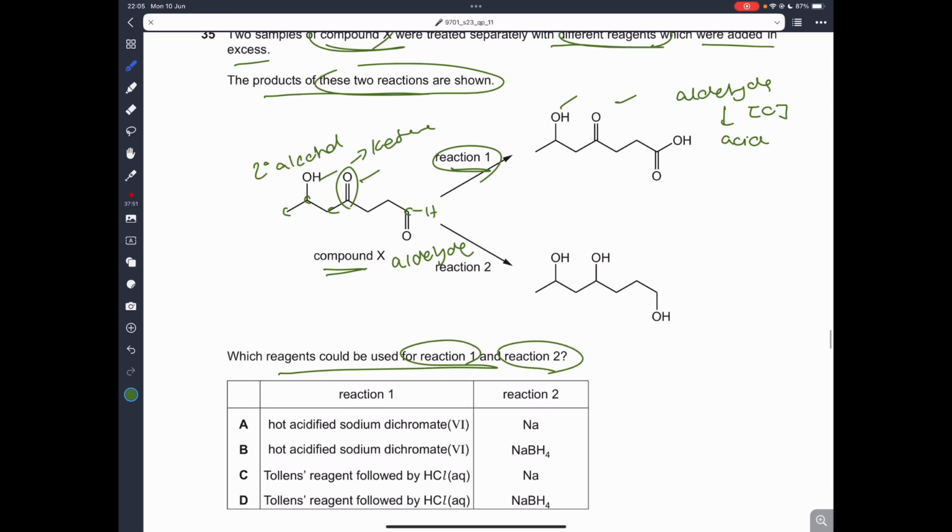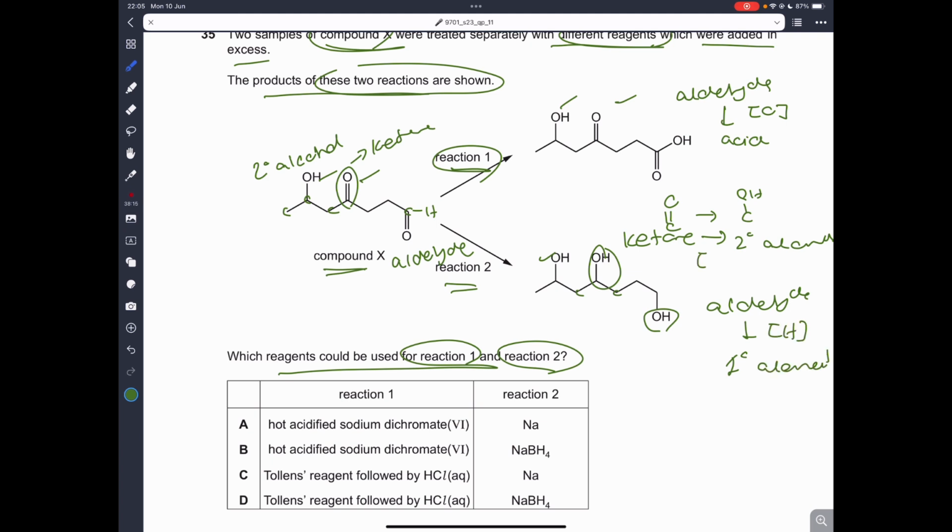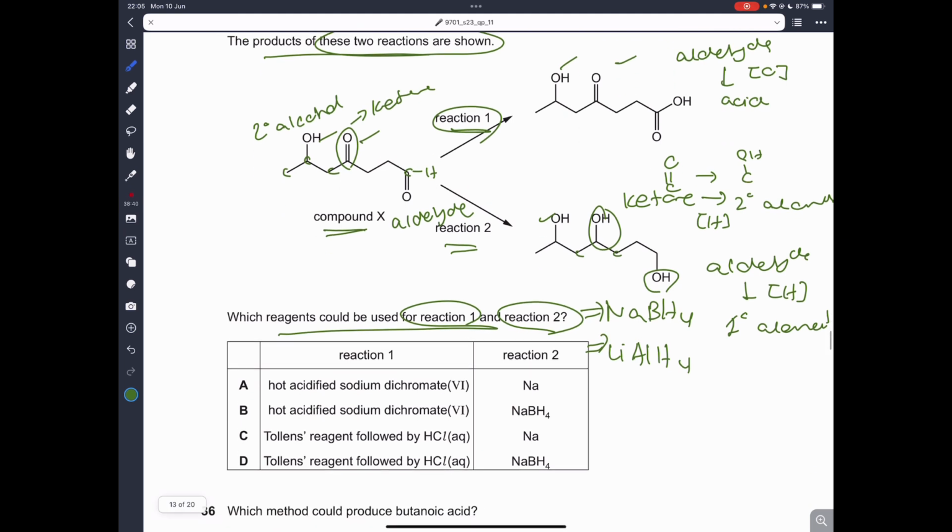Okay? For reaction number 2, the hydroxyl doesn't change, but the ketone changes, right? The ketone changes from CO to CHOH. It changed into a secondary alcohol, right? And this aldehyde also turns into a primary alcohol. Now this is a reduction reaction. So you have to use a reducing agent such as NaBH4, sodium borohydride, or lithium aluminium hydride, or tetrahydridoaluminate, right? You can use those two reagents for this. Okay, so for reaction number two, it's definitely a reduction reaction, so we are going to use NaBH4.